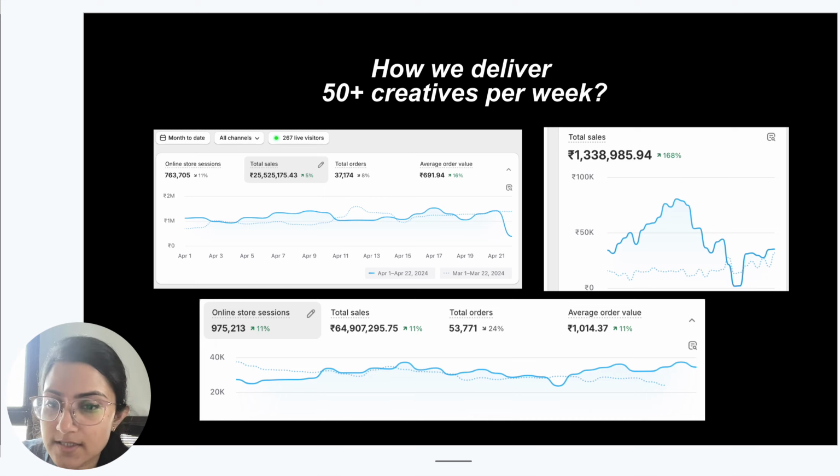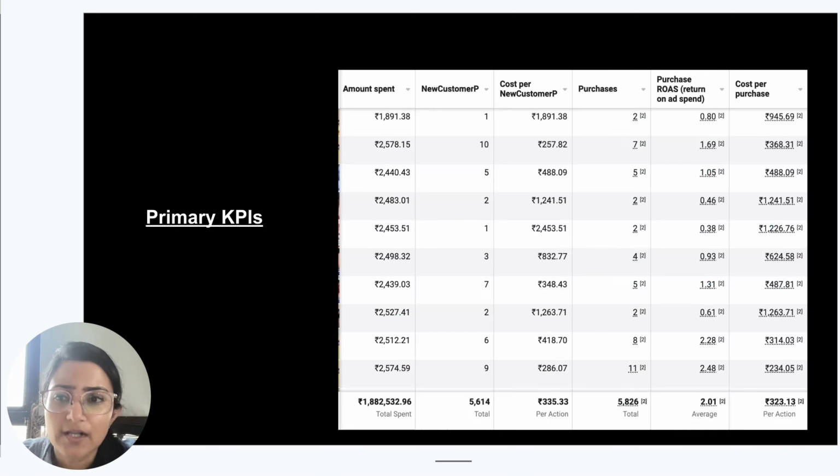You need to understand which creatives are working on your ad account, which are not. So there are a few metrics definitely that we look into for any particular creative. There are primary KPIs which include your amount spent, your purchases, your ROAS, your cost per purchase. But are these the only metrics that you need to look into when you're doing a creative analysis?